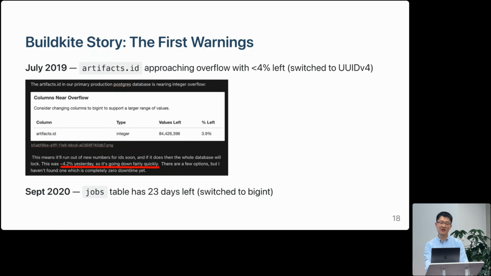You might be wondering why we decided to switch one to UUID v4 and one to bigint. One of the main reasons is primary and foreign keys. For the jobs table, a lot of tables reference job ID in our database, and it would have been a lot more work to switch all the foreign keys as well as the integer. So we made a call there.